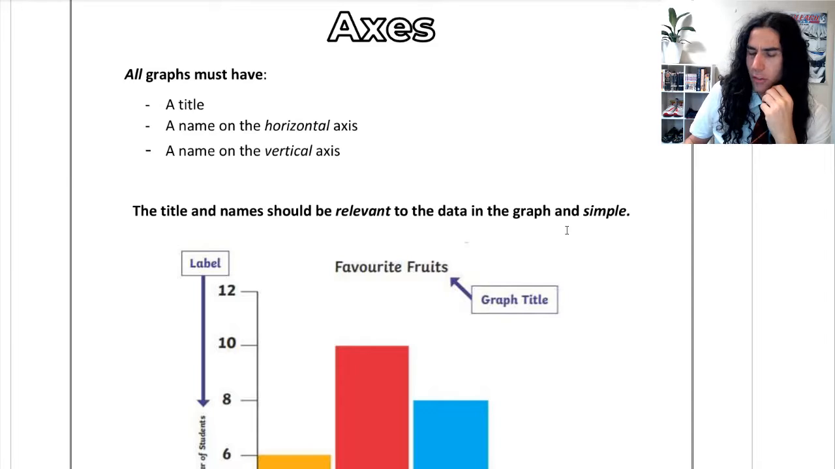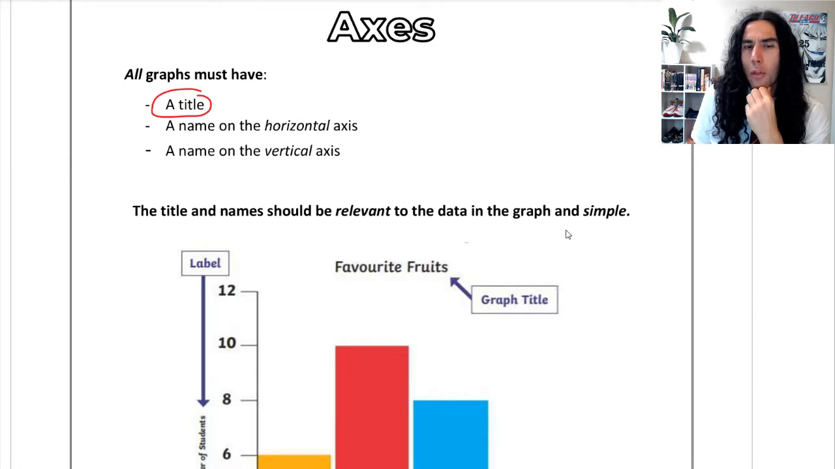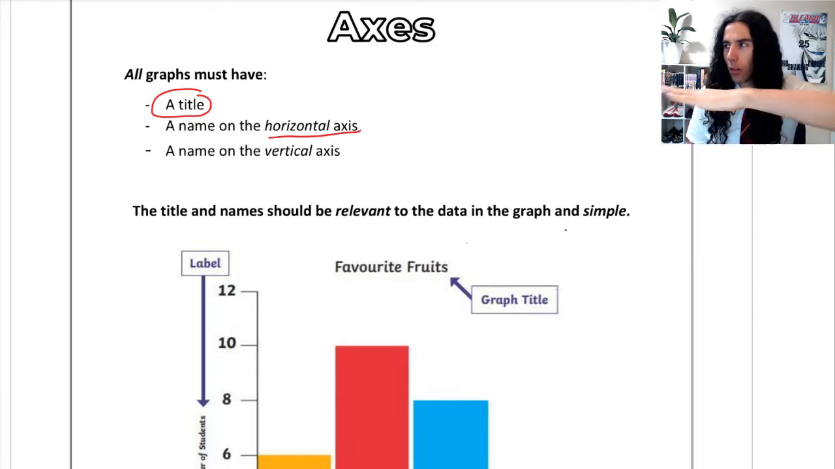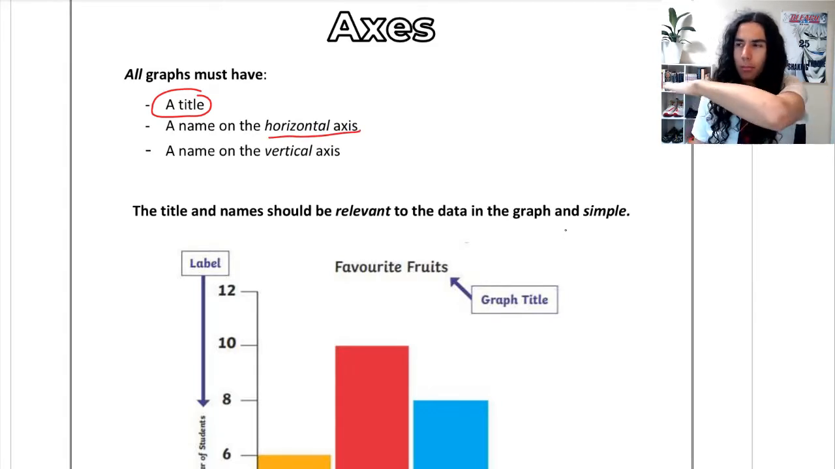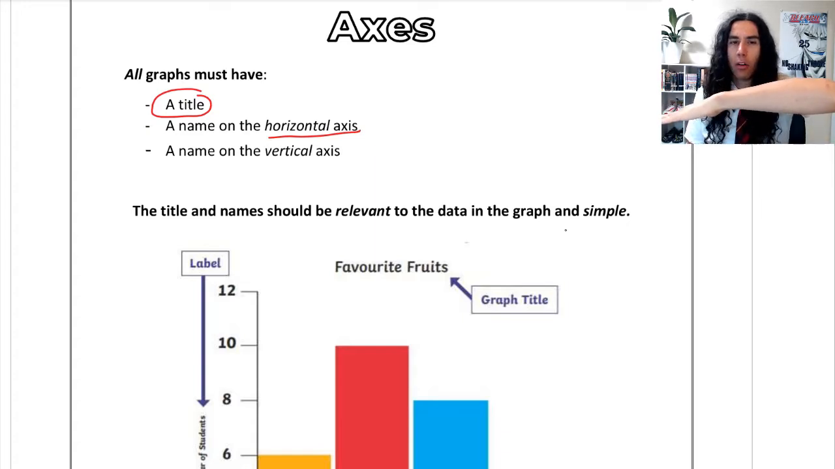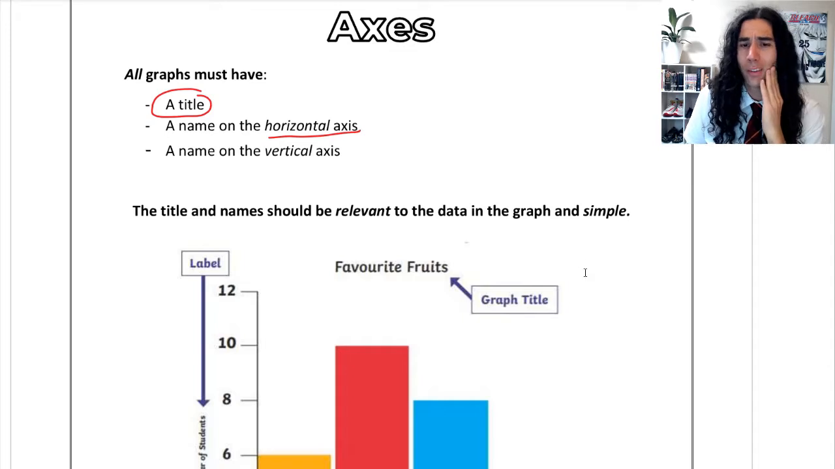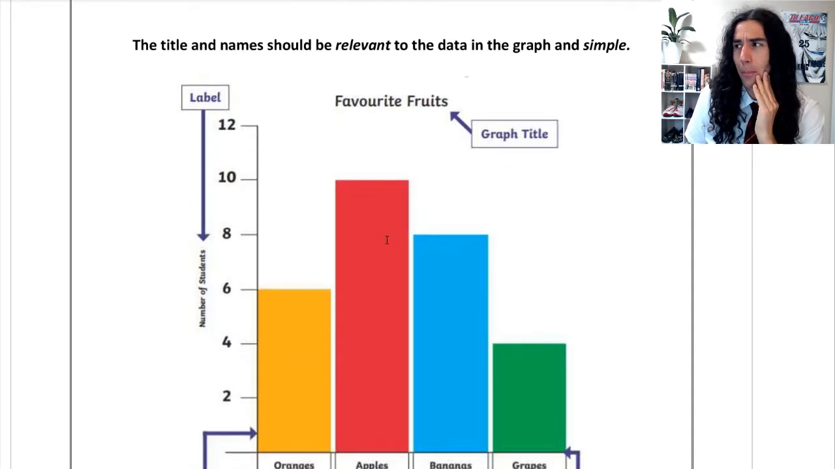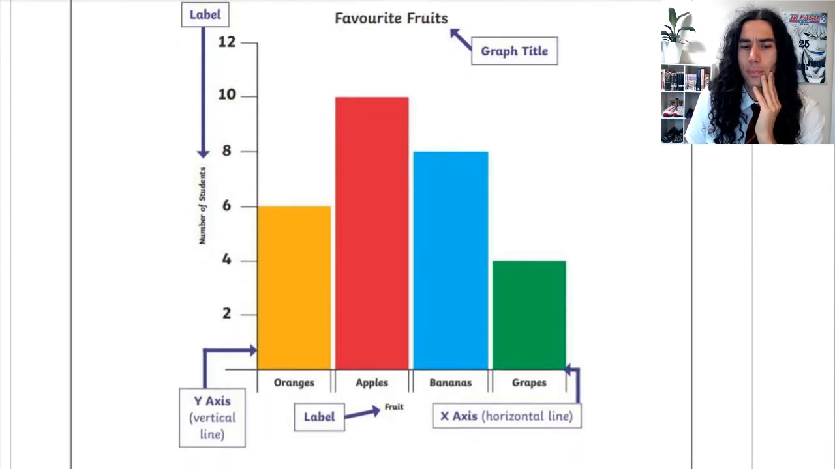Graphs must have a title. Without a title, you don't know what you're looking at. So you need a title. And you need a name on the horizontal axis, like this, and then the vertical axis, boom, the one on the side. So this example, it's got a title, it's got an x-axis, it's got a y-axis, and down the front, got a label as well.